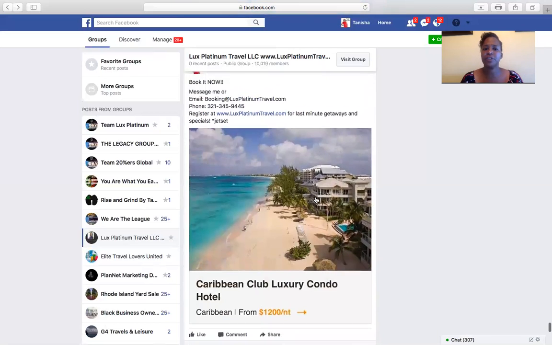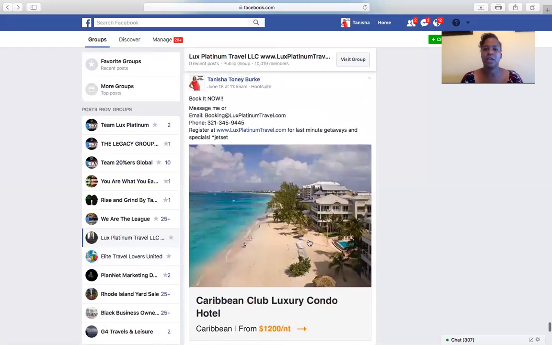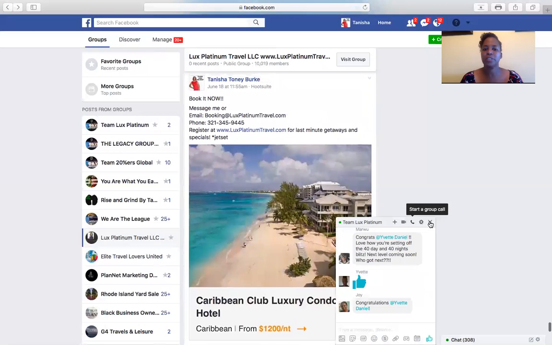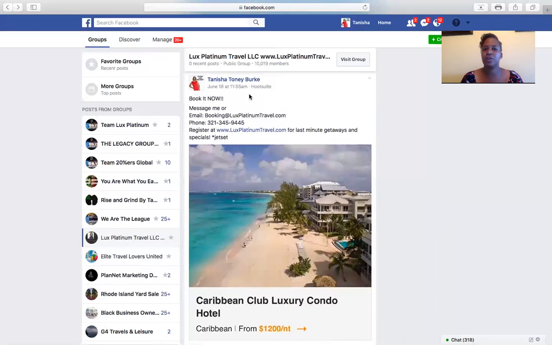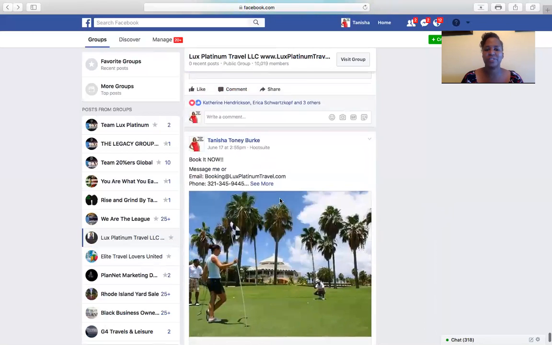Maybe change the picture. So if you're sharing this post, let's say you like this post that I did about a Caribbean club luxury condo, you want to find a different picture to go with that. And then add some different wording, like, hey, for your next vacation, how about renting a luxury condo instead of staying at a hotel? So add something special to it to make it uniquely yours.